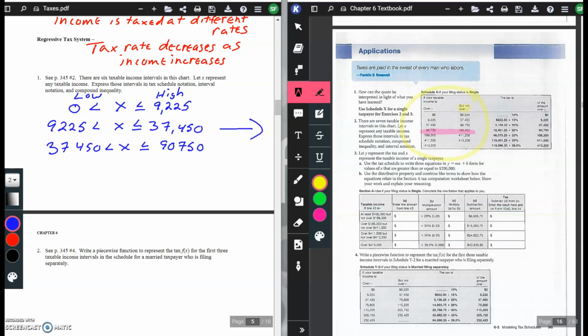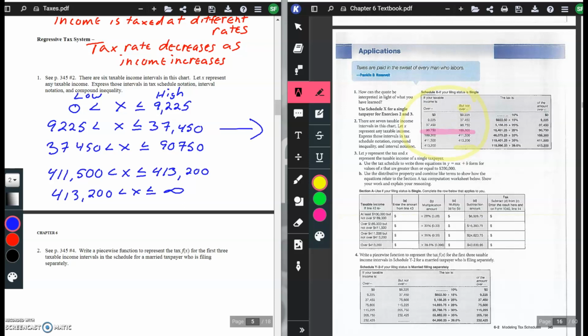And then kind of skipping ahead a little bit, we have 411,500 all the way up to 413,200. And then our last row, the only tricky one there, is 413,200 all the way up to infinity. It doesn't have an endpoint. If you look over here, it doesn't have an endpoint in your chart. So anything you make over 413,200, you'll pay that tax rate of 39.6%.